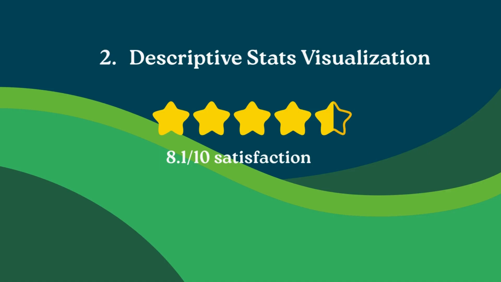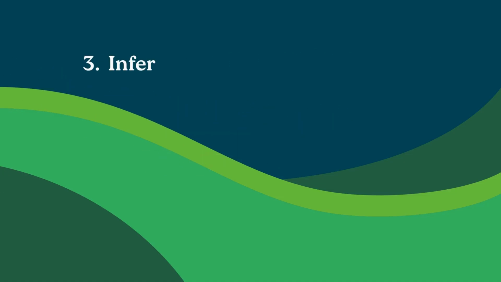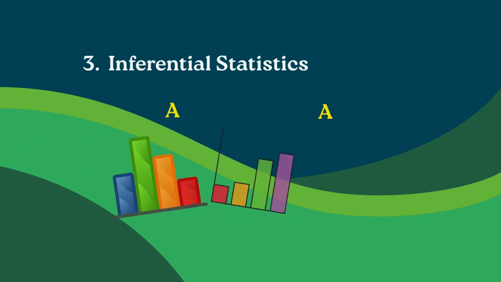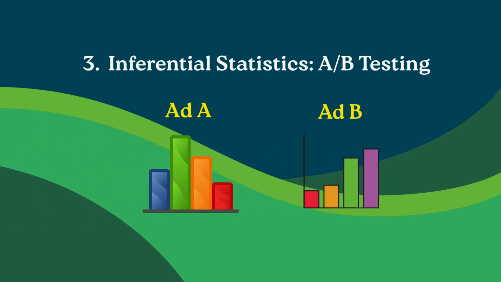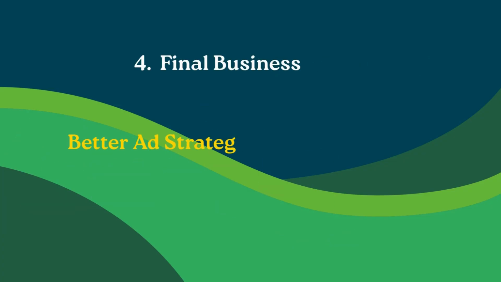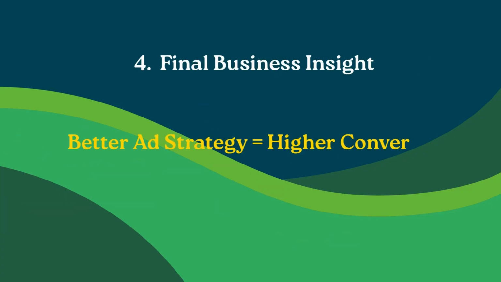What if you want to predict whether a customer will buy again or test if a new ad campaign performs better? That is where inferential statistics comes in. You might run an A/B test, showing ad A to one group and ad B to another, and use a t-test to see if the difference in sales is statistically significant. If your p-value is less than 0.05, you can confidently say the new ad is performing better, not just by chance. These insights help businesses make smarter, data-driven marketing decisions.